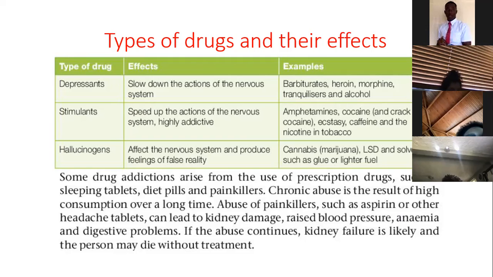Now, stimulants, as the name suggests, speed up the action of the nervous system. So depressants take it down, stimulants speed it up. We're going to talk about amphetamines. These are basically compounds that are found in specific cigarette smoke. I think you should be learning this compound in chemistry, not sure. Then cocaine and crack, ecstasy. Caffeine is found in different drinks, different soft drinks.